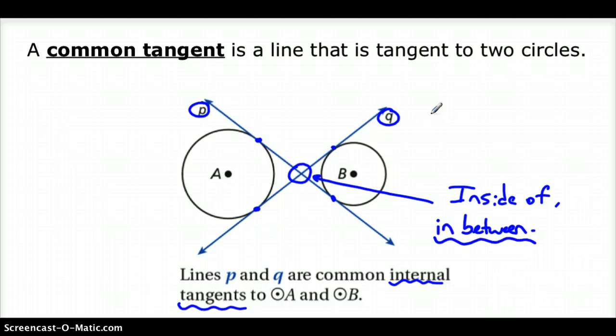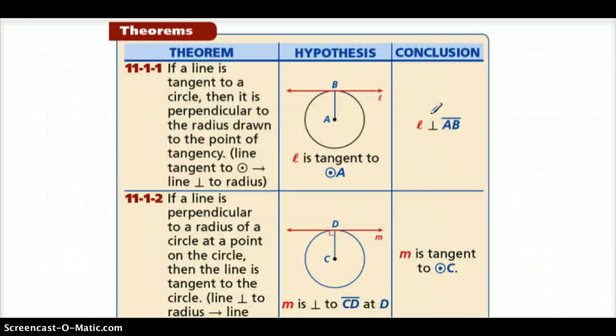right? And so again, that's why these are called internal tangents, whereas the other case that we just talked about were external tangents, okay? Make sure you take time to pause the video, write these down in your notes, okay? This is really important vocabulary to remember, okay? Now, a couple theorems that we need to remember, okay? We may see some of these on our homework here today, okay?